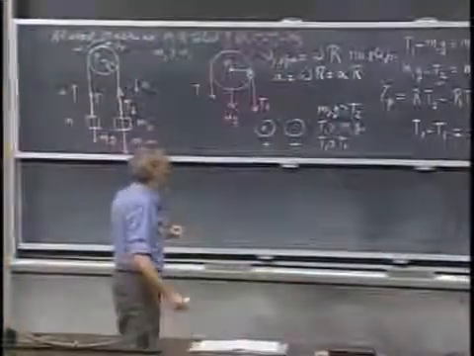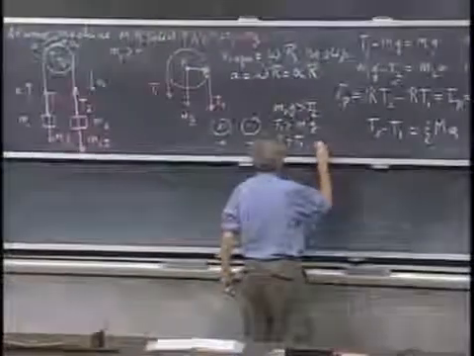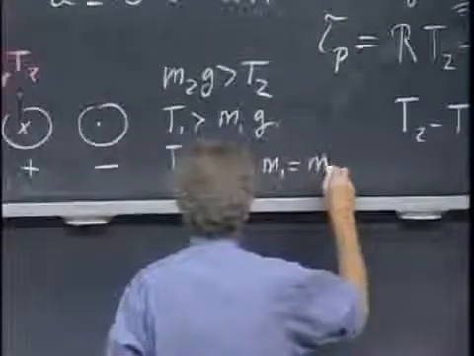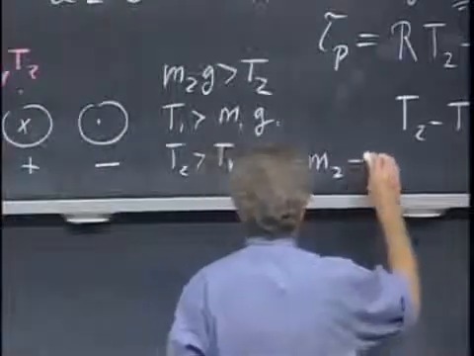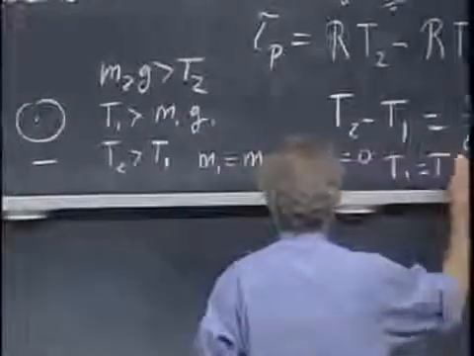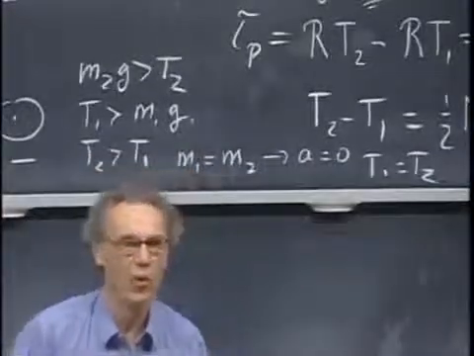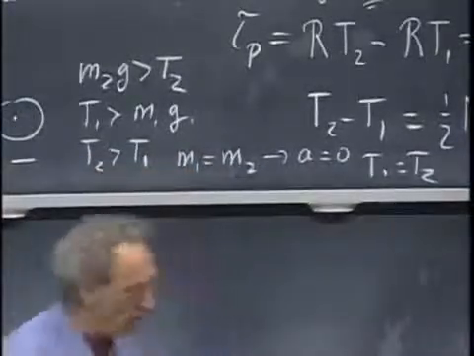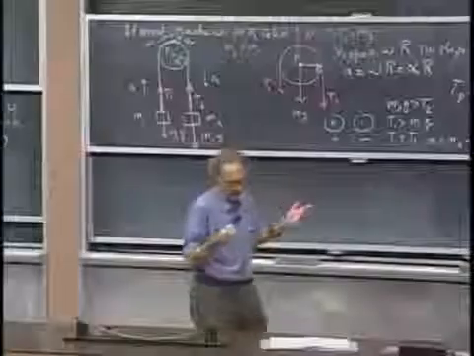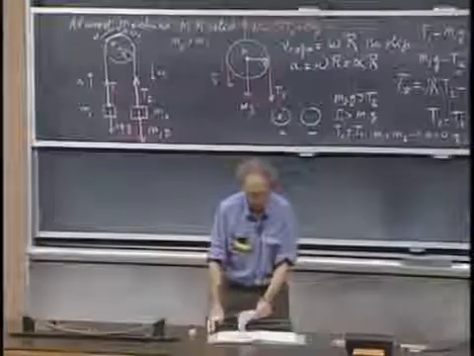It would also be useful, which is a trivial check, to stick in your results m1 equals m2. That should give you that the acceleration should be 0, and it should give you that T1 equals T2. Those are obvious things, and that can be done very simply. That takes you no more than 10 seconds. And if any one of these is not met, then somewhere you've slipped up, and it gives you an opportunity to go over the problem again.